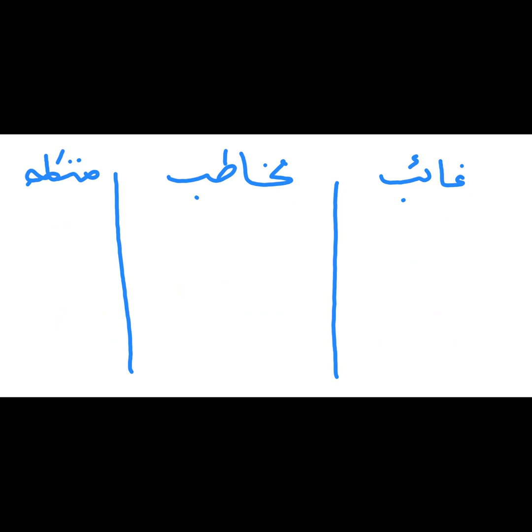Why 6? 3 for male and 3 for female. مذكر. 3 for مذكر and 3 for مؤنث. Now the next question is, why 3? Why 3 for مذكر? Singular, dual, and plural. Perfect, mashallah. طيب, singular, dual, and plural. So now let's start writing.